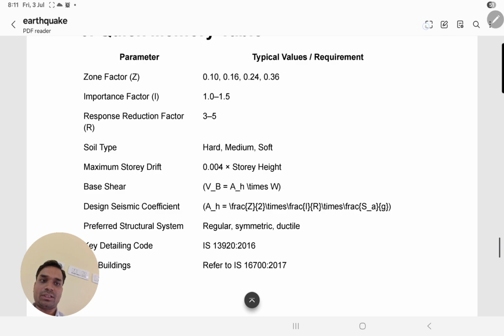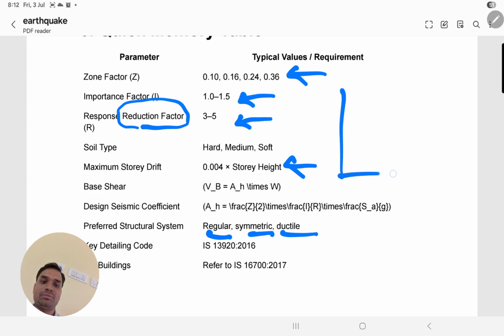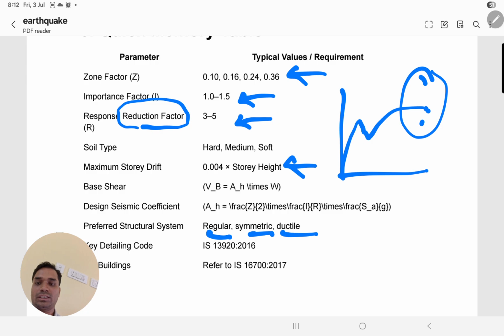So what are the factors? The factors are the zone factor, where these four categories are there, then the importance factor, then the response reduction factor, and the story drift is important. Then the system should be regular, symmetric and ductile. As the response reduction factor improves, ductility of the structure improves. Ductility means, if you go to the stress-strain diagram, this is the ductile one. The ductility will be enhanced. This is the basic parameter for your earthquake-related or overall design. Thank you.